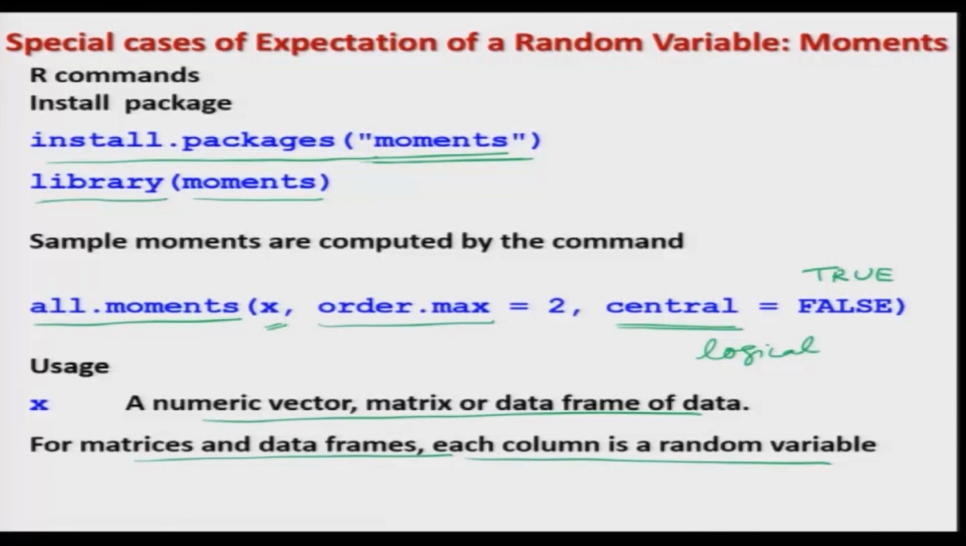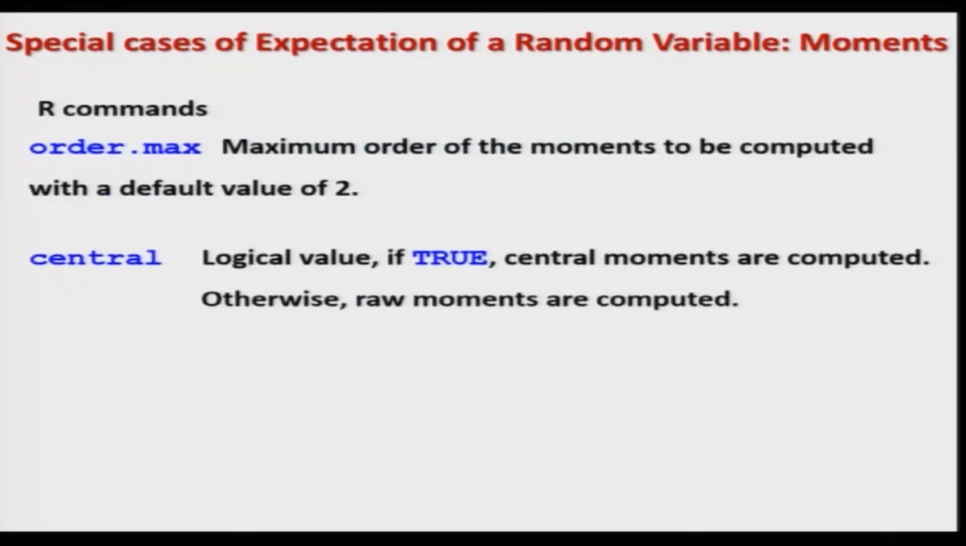Once you say central is equal to false, that means you do not want the central moment, that means you want the raw moment. And if you say central is equal to true, that means you want the central moment. So, just by controlling this central as true or false, you compute the raw and central moments. That is what I have written on this slide.